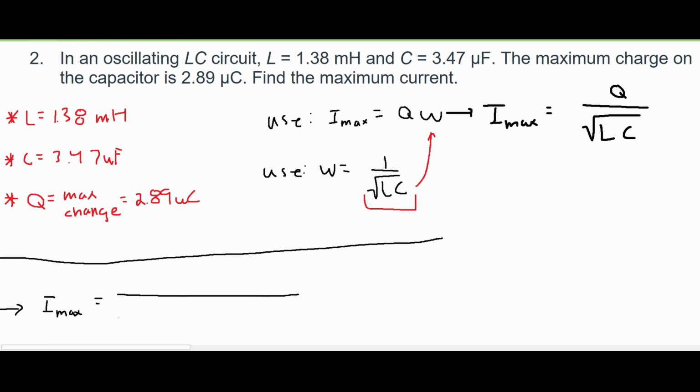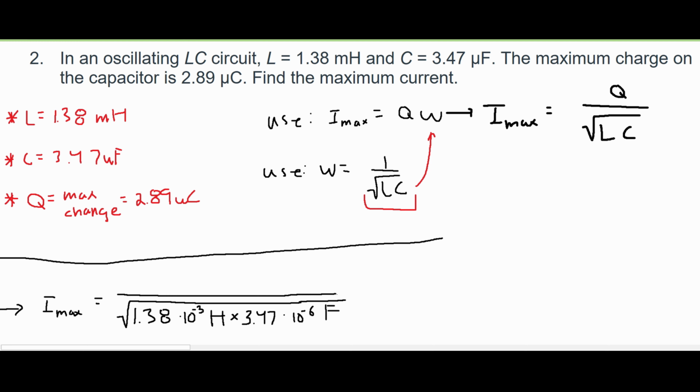We have at the bottom denominator a square root. Inside of our square root we have L, which is 1.38. We have to make this henrys, so we're going to multiply this by 10 to the negative 3, and we have to multiply this by C, which we were given as 3.47 microfarads, and to convert microfarads to farads we have to multiply this by 10 to the negative 6, and that's going to give us farads.